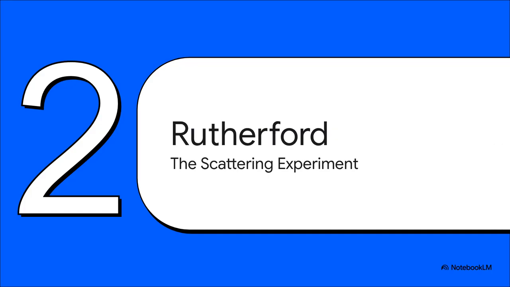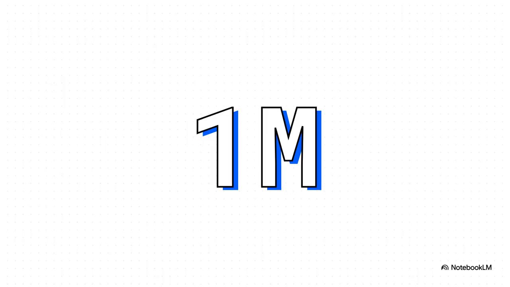Section 2. Rutherford's discovery. So, Rutherford fired these positively charged alpha particles at an incredibly thin sheet of gold foil. Now, if Thomson's watermelon model was right, those particles should have blasted straight through that soft, uniform positive charge. And guess what? 99% of them totally did. But here is the mind-blowing part. Roughly 1 in a million particles violently bounced straight back.